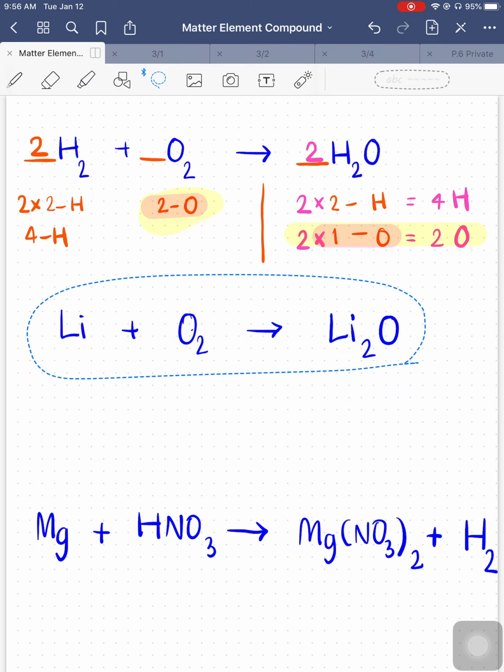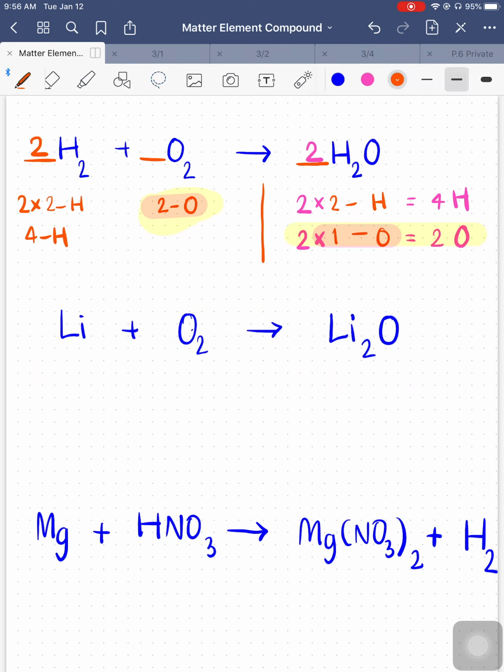Move to another one. Lithium reacts with oxygen to form lithium oxide. So you have to check it first. How many atoms of lithium? Just 1, right? 1 lithium. And how about oxygen? Oxygen is 2, right? And your right hand side, lithium oxide. How many lithium? 2 lithium.